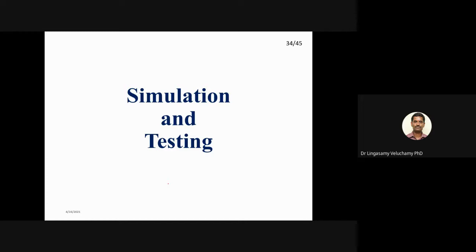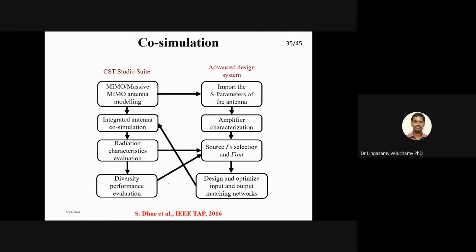Now, as I said some time before, simulation and testing is not going to be a single independent design. It's going to be a co-simulation. For example, the antenna will be designed in CST Studio Suite or HFSS or anything. Then they integrate, for example, the amplifier design using ADS. Then they integrate both, and feed the parameters from here to here, and back and forth, so that the final design will be an optimal one. This is how co-simulation happens.